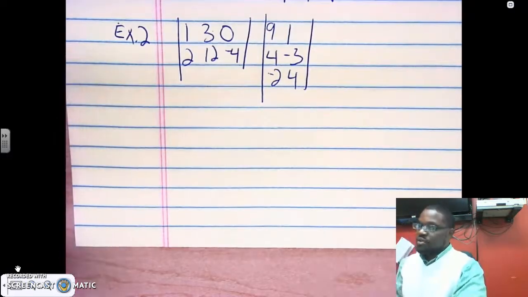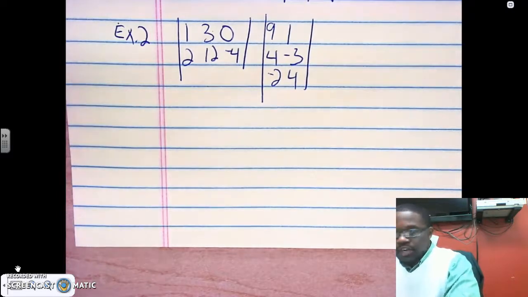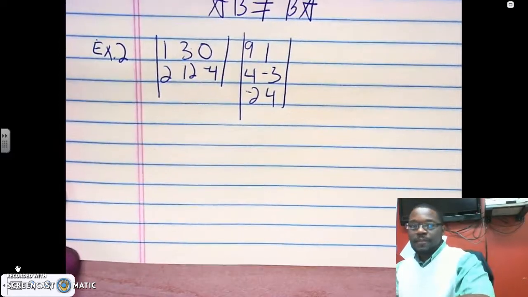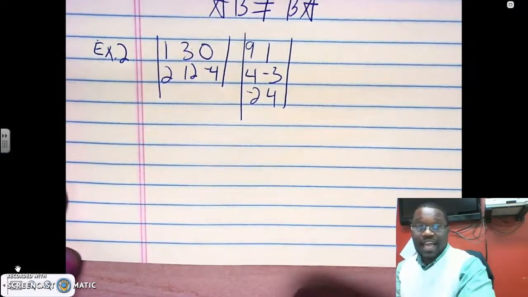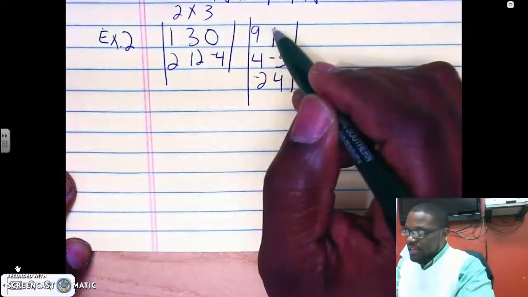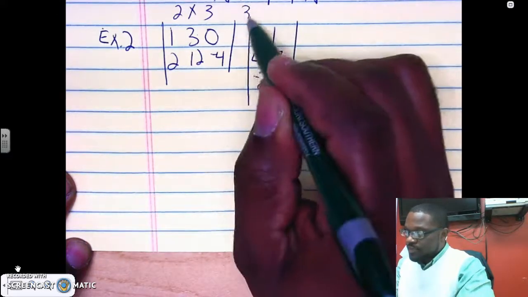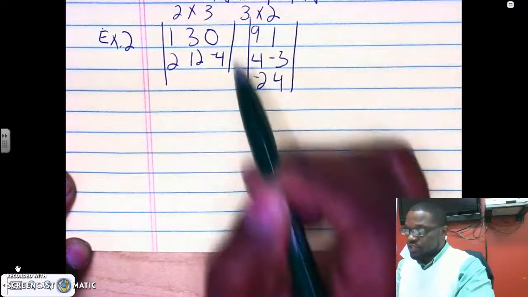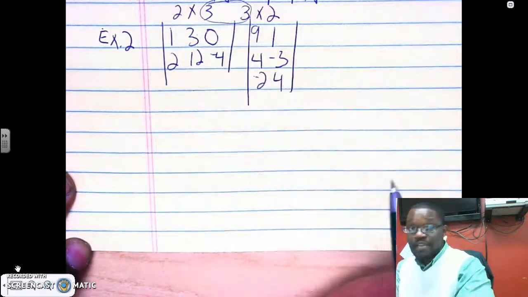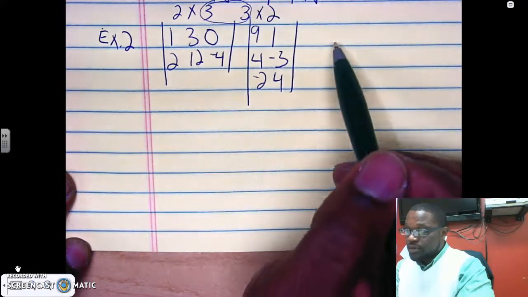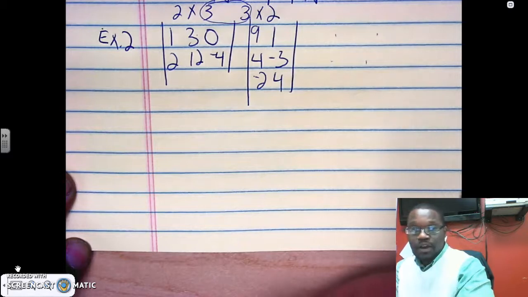Alright, let's try this. When you multiply and you have different types of matrices, let's check and see if we can actually multiply these first. This is a 2 by 3, and this is a 3 by 2. So you see how the two middle are the same, so we can multiply those, and that means my outcome is going to be a 2 by 2.